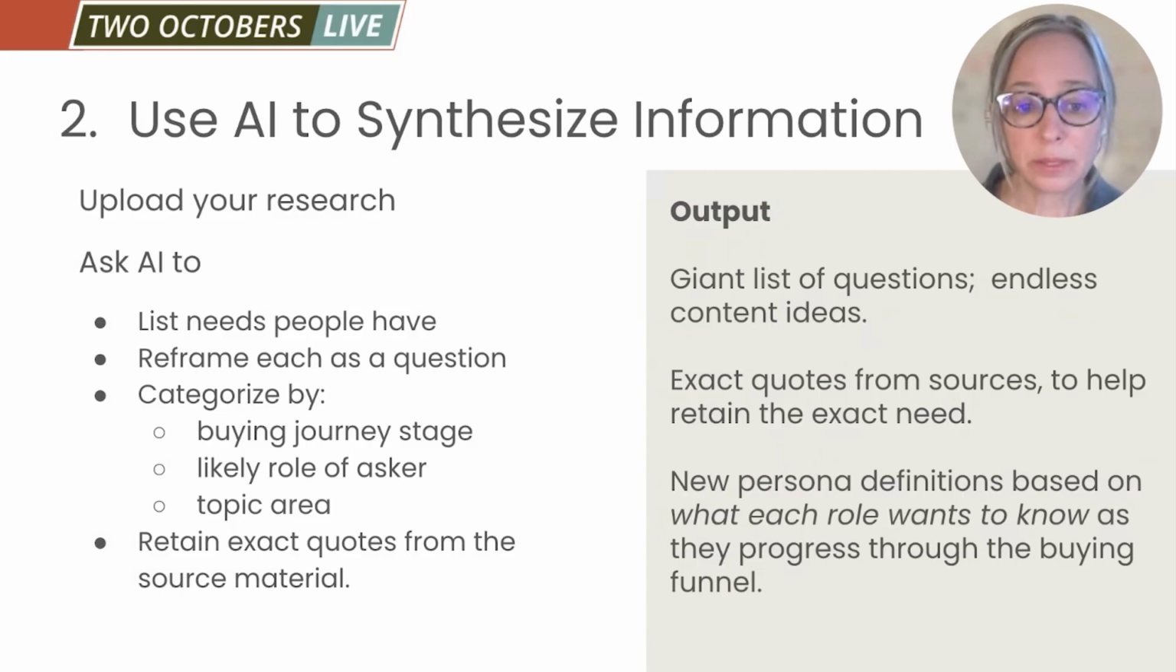We also, and I think this is really important, ask it to retain exact quotes from the source material. We know that one of the problems with AI is that occasionally it can make up its own information. And so making sure that when it is rewriting things in the way we're asking it to, it is actually basing that on a real quote from the source material, I think is really important.